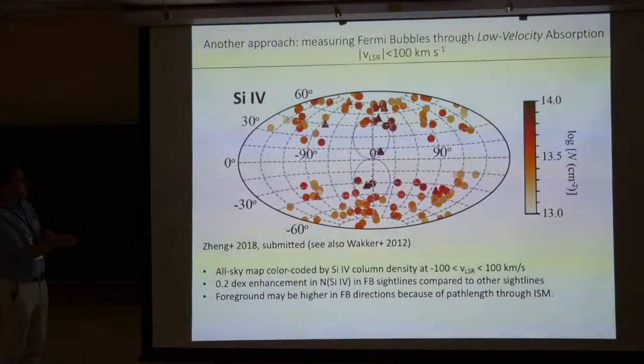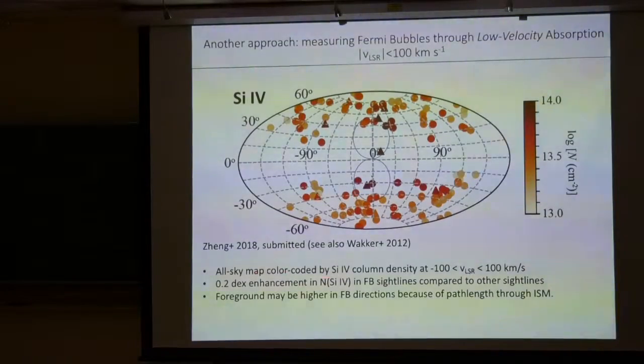So what they find is there's an enhancement. You see all these dark symbols in the directions that pass near the Fermi bubbles, which I've just indicated. So there's about a 0.2 dex enhancement in the Fermi bubble there. So this is, at low velocities, a signature of extra material. I mean, earlier in my talk, I was talking about high velocities. This is now low velocities, where we can see additional gas.